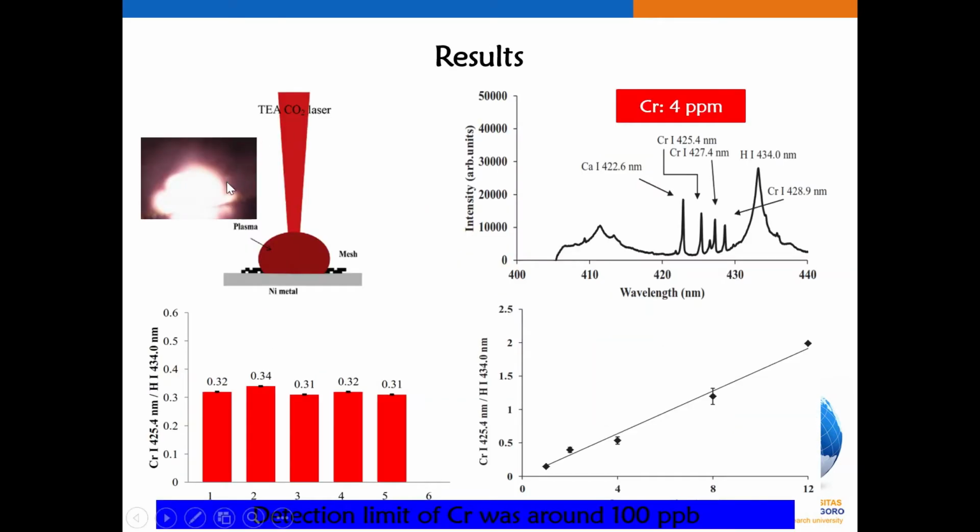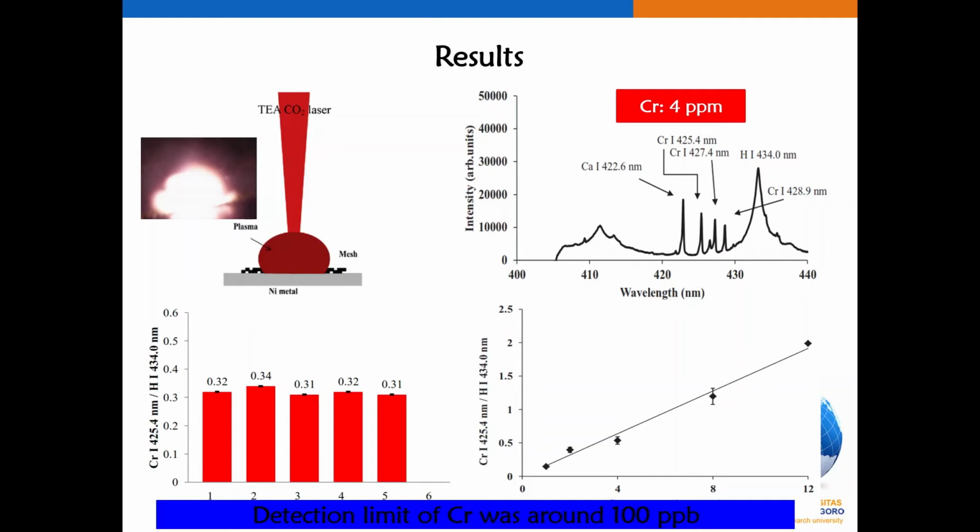This is the plasma photograph taken when a pulsed CO2 laser was directly bombarded on the surface of the metal mesh and nickel metal. It can be seen that the plasma has a large diameter compared to an Nd:YAG laser. In the case of CO2 laser plasma, the diameter itself is around 10 millimeters or 1 centimeter, very big. This plasma has quite high temperature and also high electron density, and therefore the atoms can effectively be atomized and excited in the plasma region.